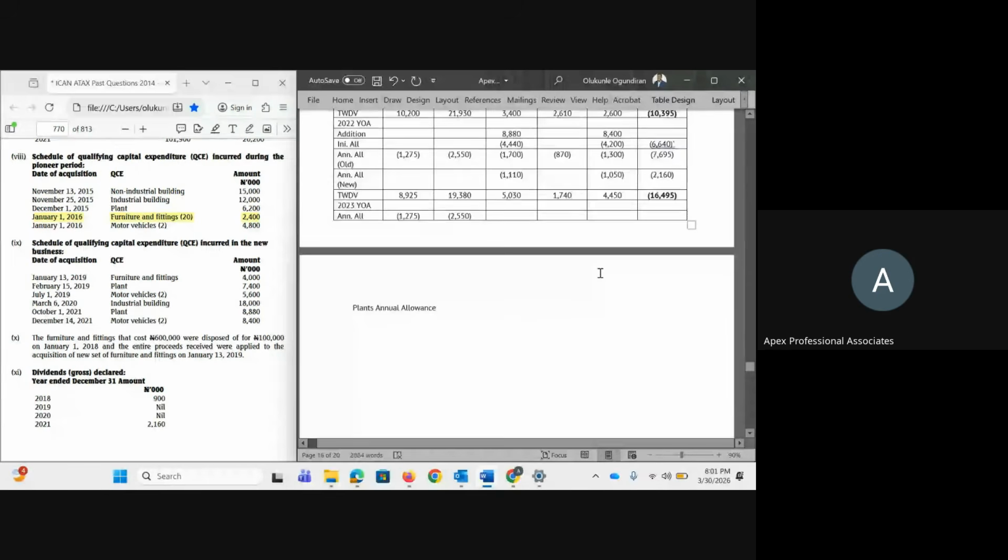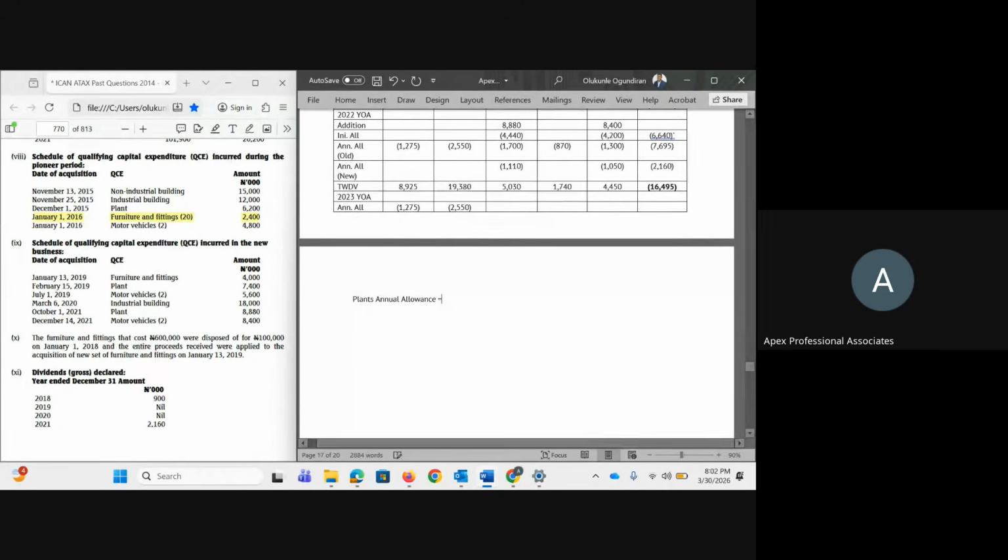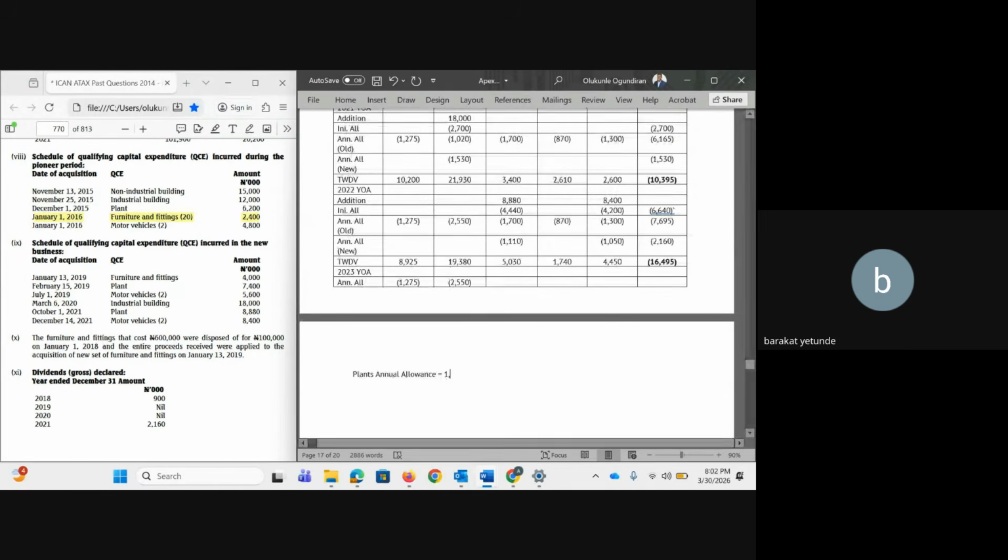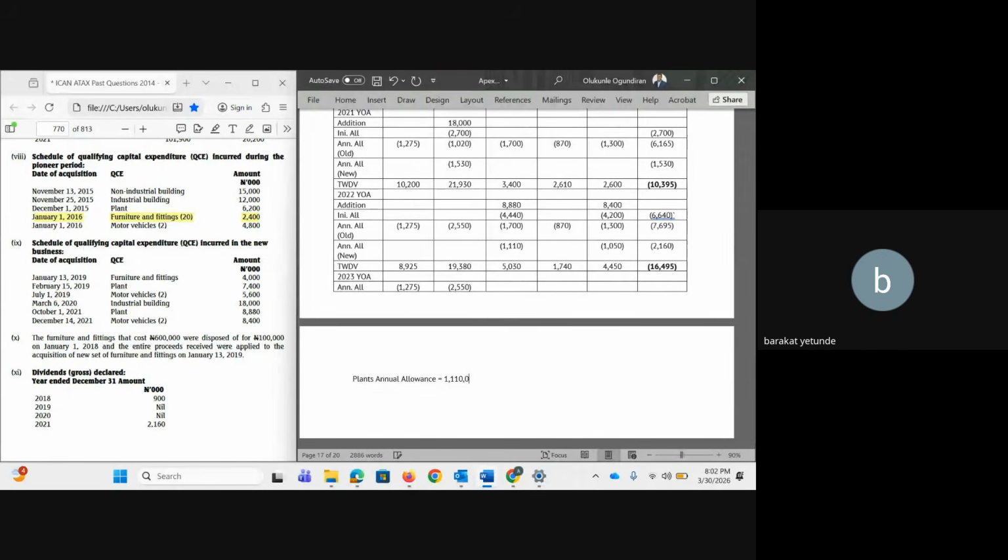Right? Because you will do 1 million. The allowance is 1,110,000, right? Minus 20 naira. What do you have? That's 1,109,980. Good, Abi.